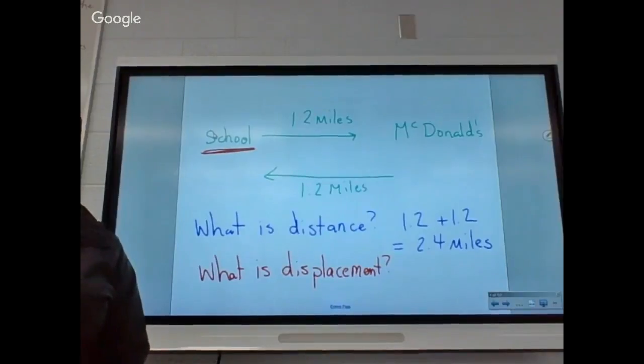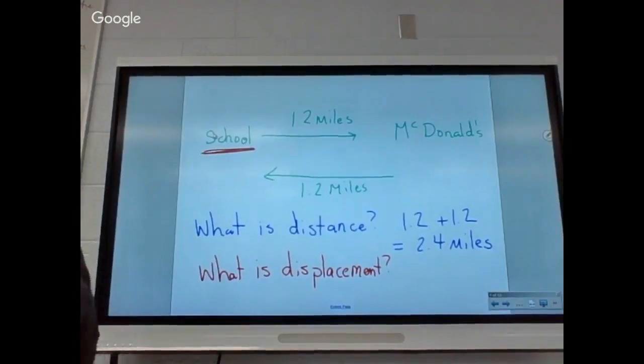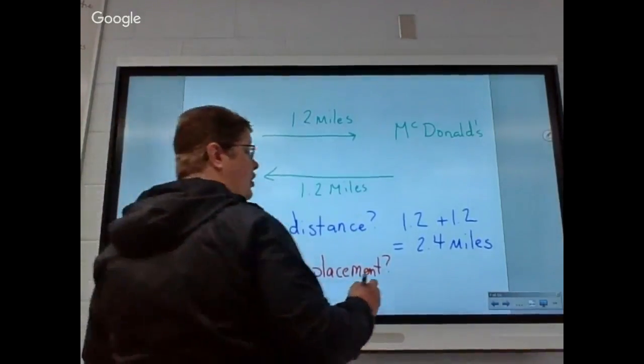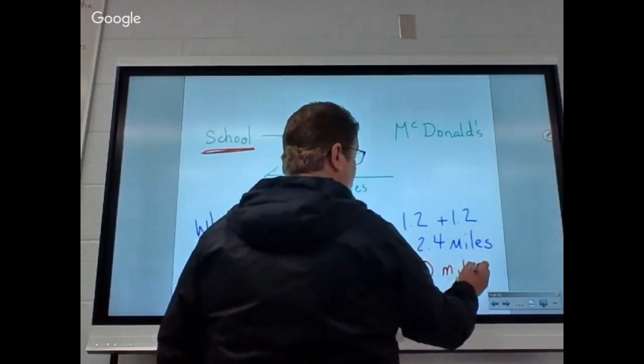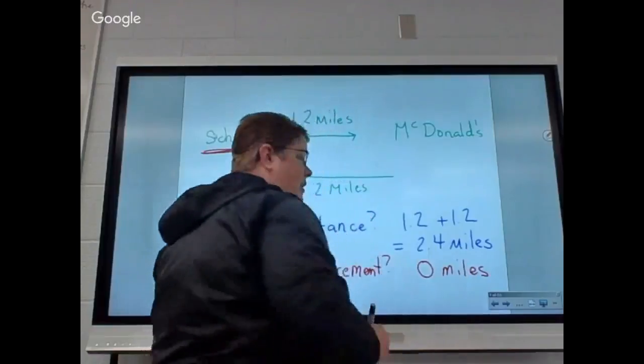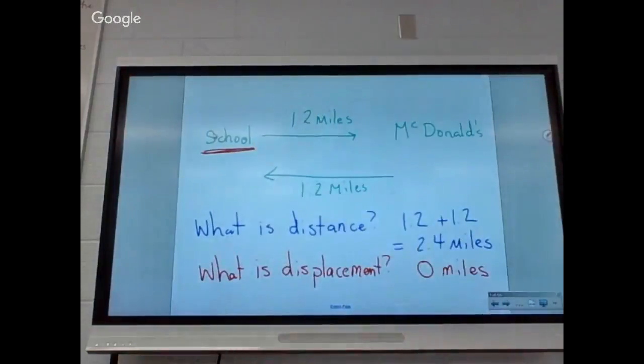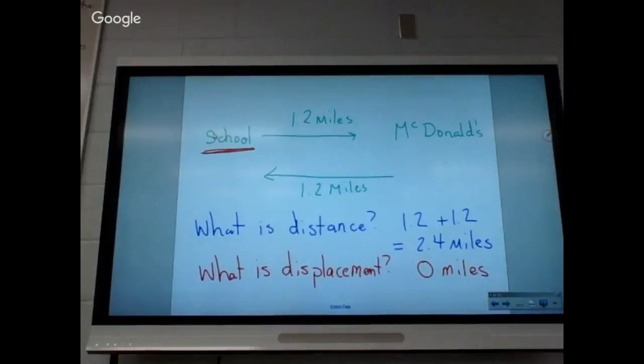Okay? We're starting and stopping in the same place. So the difference between the two is there is no difference. So our displacement is 0 miles. We started and we stopped in the same place. We haven't gone anywhere. Our displacement is 0 miles.